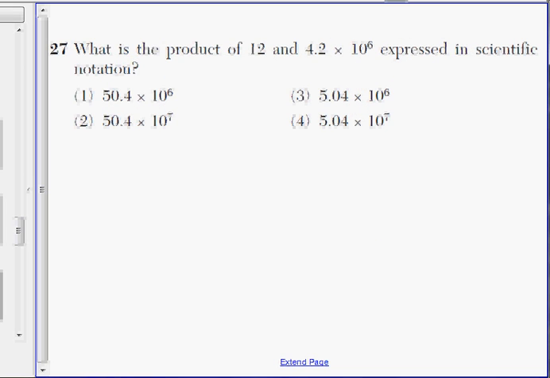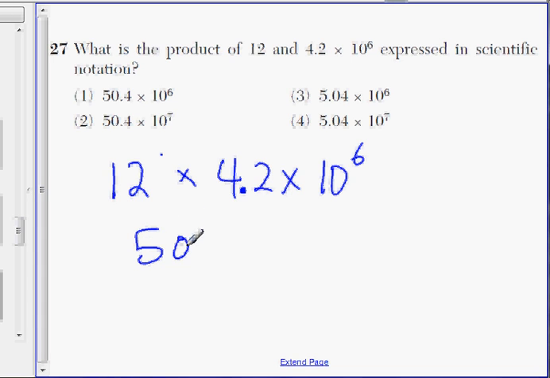Okay. What is the product of 12 and 4.2 times 10 to the 6th power? Well, you can multiply this out. 12 times 4.2 times 10 to the 6th power. Let's leave the 10 to the 6 alone for now. Just 12 times 4.2. Well, 12 times 4.2 is going to be 50.4 times 10 to the 6th power. Well, here it looks like I have my answer. It's choice 1. It must be choice 1, right?